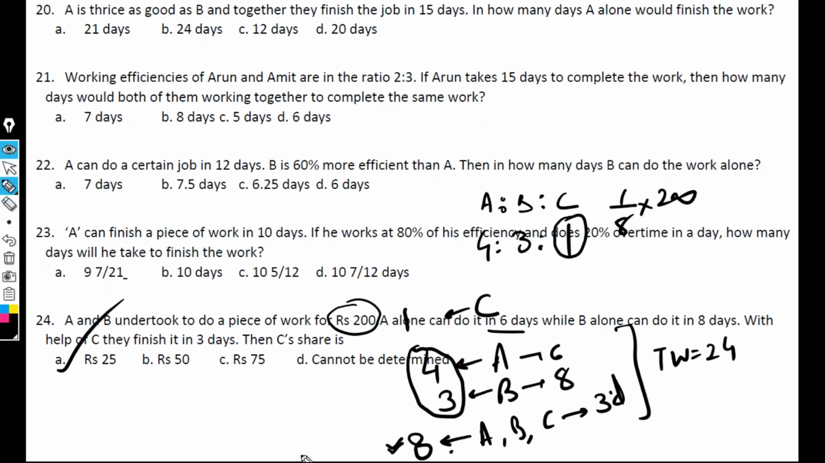Out of these 8 units, which are being done by A, B and C, A and B did 4 plus 3 is 7 units. So the remaining is done by C alone.